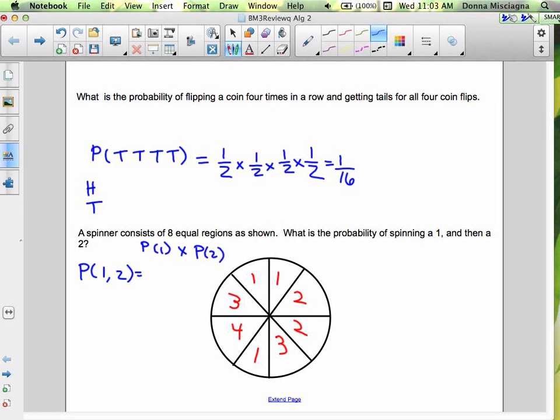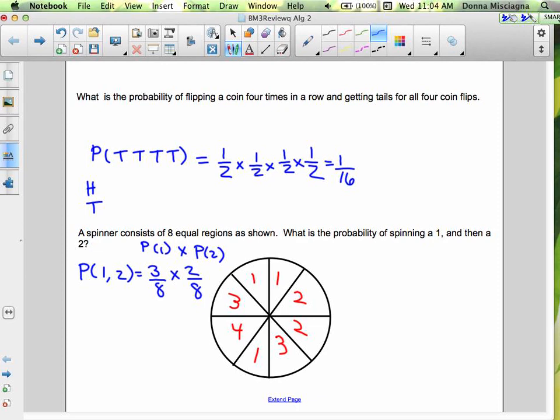Well, there are 3 1s, so that's 3 favorable outcomes. There are 8 sections in this spinner. They're all supposed to be equally spaced, the best I could draw. So the probability of spinning the 1 is 3/8. There are 2 2s, so the probability of spinning the 2 is 2 out of 8, because there's 2 of them and there's 8 overall.